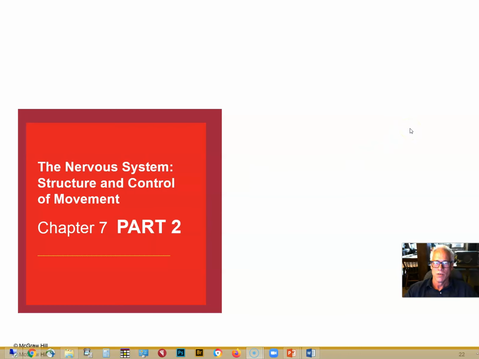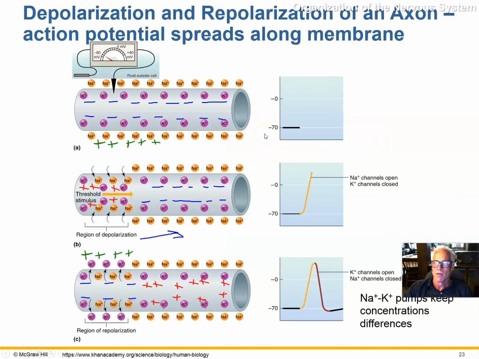This is part 2 of our investigation of the nervous system and control of movement, chapter 7 in our exercise physiology text. In the last section, we learned that action potentials are moving regions of changing membrane potential triggered by initial depolarization by a neurotransmitter. So a neurotransmitter binds to its receptor channel.